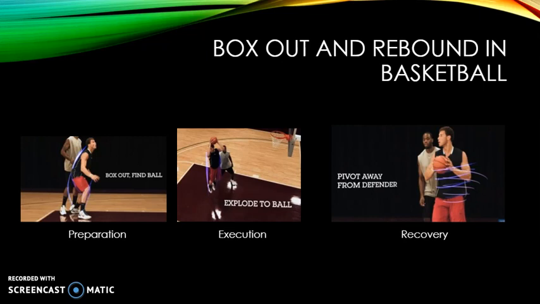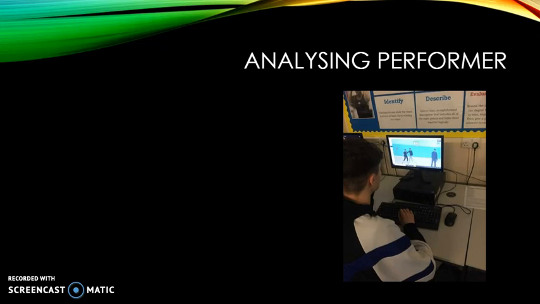Now I analyse my performer by watching recordings of how he did the box out rebound. As you can see in the picture, I was watching how he did in the box out rebound. I took screenshots of three different points of preparation, execution, and recovery, and I will compare this to the body position of Blake Griffin, which is the perfect technical model. Unfortunately, I wasn't able to use any software, and just had the video footage of the game.